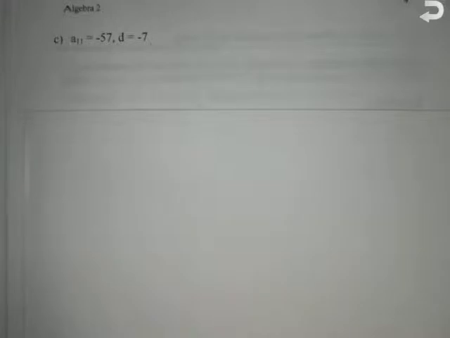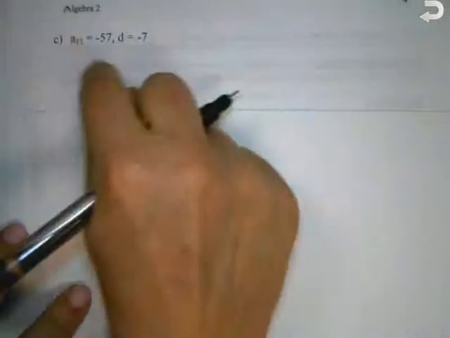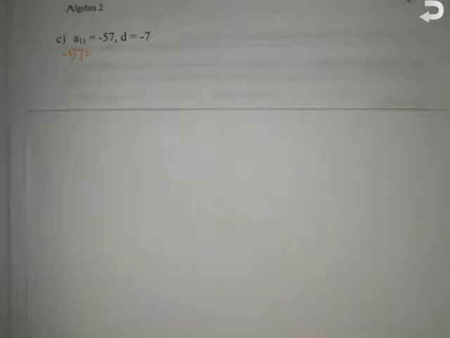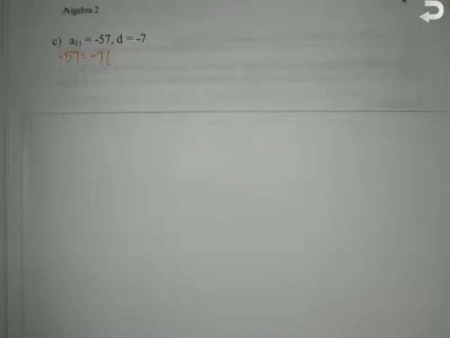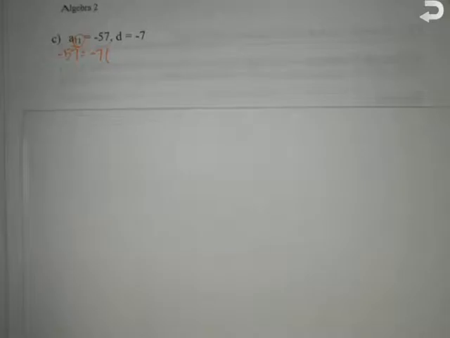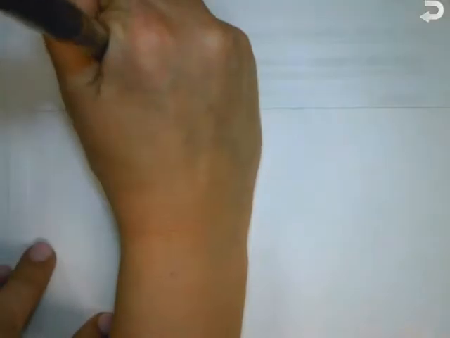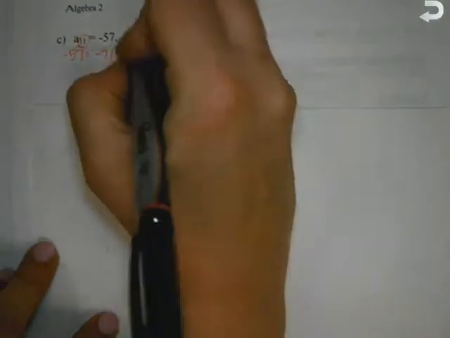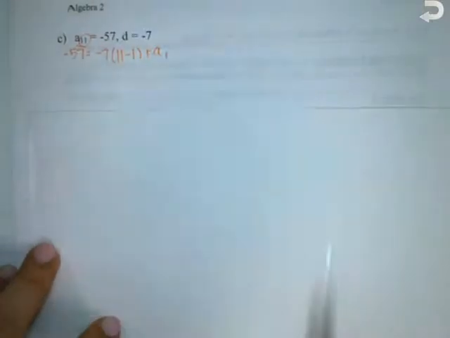A sub 11, which is equal to negative 57, and then let's plug that into the formula. So D is negative 7 times n, which is what? I know what n is. 11, right? So 11 minus 1. I don't know what a sub 1 is, so plus a sub 1. So this time we're going to solve for a sub 1.